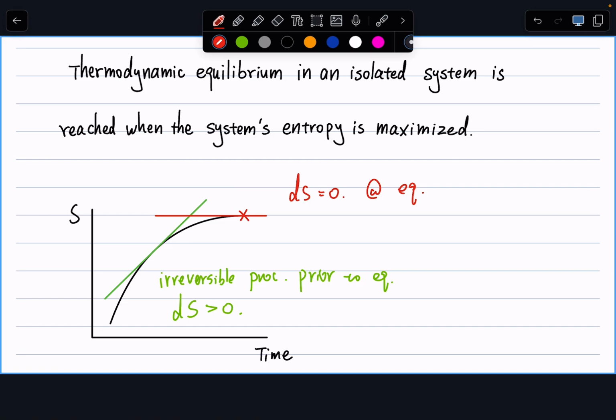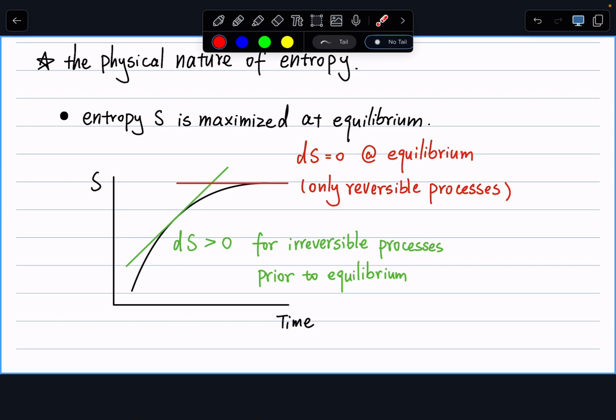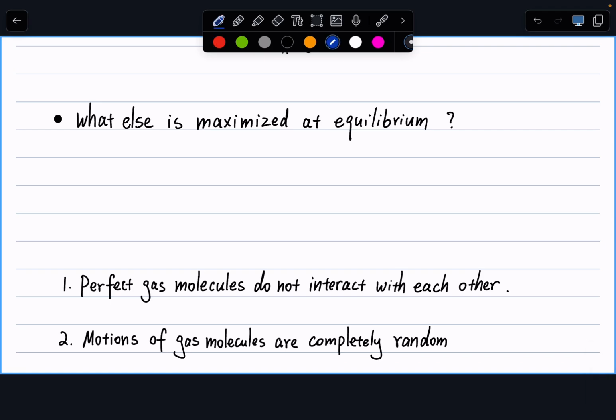Now we're ready to try to rationalize what the physical meaning of entropy is. Based on our understanding of reversibility and irreversibility, we recognize that entropy is maximized at equilibrium. We can ask ourselves another question: what else is maximized at equilibrium? So I'm going to jump one slide. These are just review. But let's jump to here, talking about the physical nature of entropy. What else is maximized at equilibrium? Now, instead of thinking about any equilibrium, let's fix our minds on the mixing of inert perfect gases.